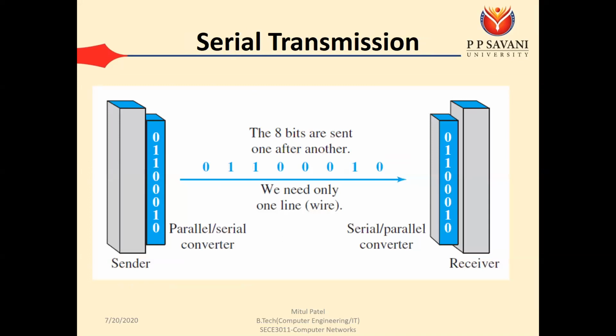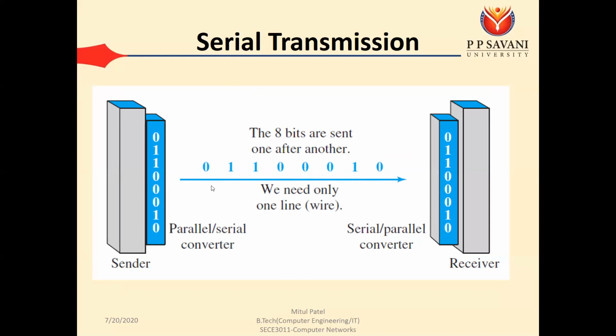Here we require a converter that converts from parallel to serial, and a converter that converts from serial to parallel. The reason is that inside communication devices, like a computer or laptop, we follow parallel transmission. So when the data goes out to the network, we require a parallel to serial converter at the sending side, and at the receiving side a serial to parallel converter. Here we are sending one bit at a time, in only one clock tick. That is all about the serial transmission.